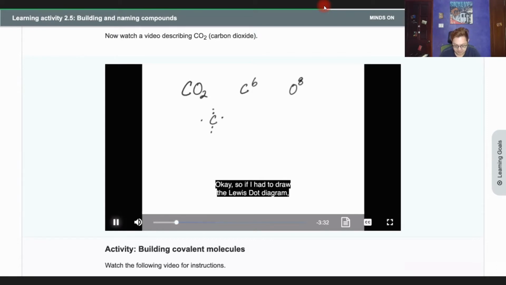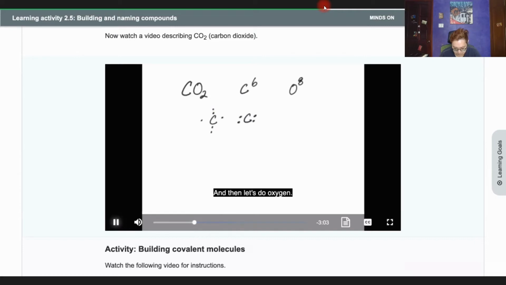If I had to draw the Lewis dot diagram, or just the outer shell of carbon, I have carbon and then just those 4 electrons on the outer shell. Let's just draw 2 over here and 2 over here. I could draw it in a different order if I wanted to, but we'll do it like that for now. You'll see why I chose to do it that way.